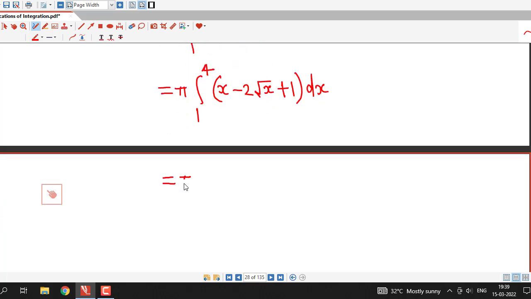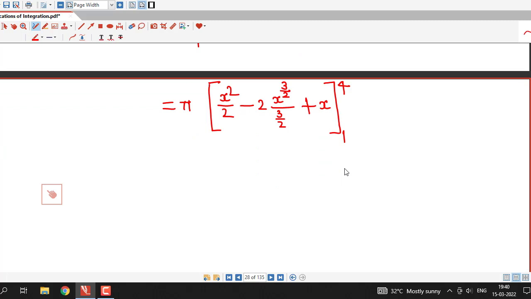Now we apply the power rule and we integrate. Integral of x is x squared by 2, minus 2 times square root of x, which means x raised to 1 by 2. Integral of x raised to 1 by 2 is x raised to 1 by 2 plus 1, that is 3 by 2, divided by 3 by 2, and integral of 1 with respect to x is x. Limits of integration are from 1 to 4.